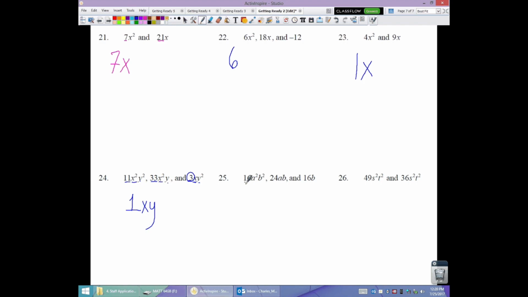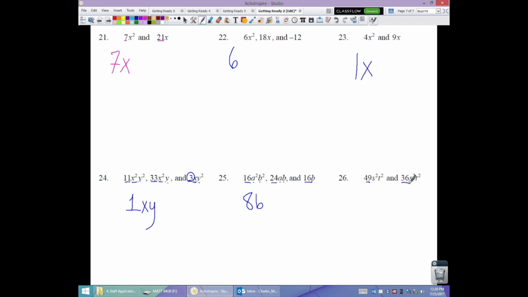Number 25, looking at the coefficients, 16, 24, 16. Well, 16 doesn't go into 24. The next largest factor of 16 would be 8. 8 does go into 24, so that's our GCF. A squared, A, and no A's at all, so I can't include any A's in my GCF. B squared, B, and B, I do have at least a B in all of those.